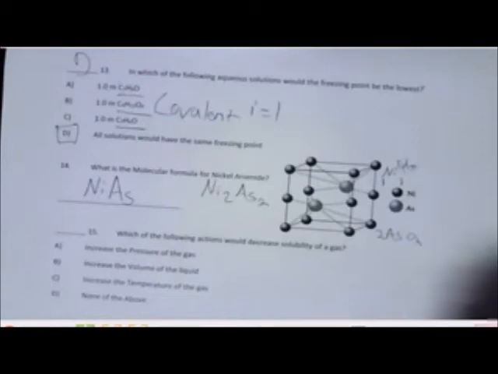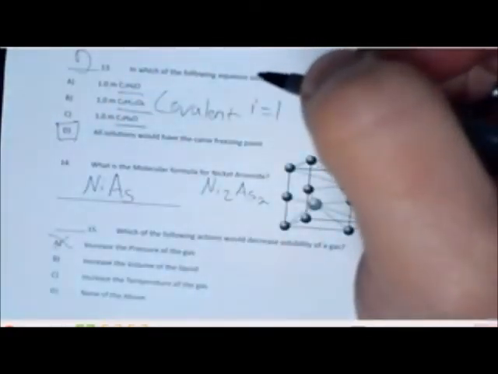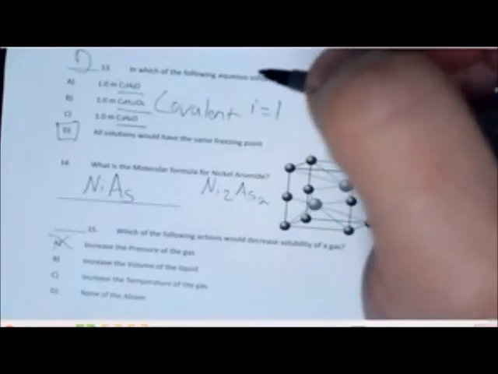Which of the following actions would decrease the solubility of a gas? It's not increasing the pressure. Increasing the pressure is the only thing that increases the solubility. Gas is the only thing that's made more soluble. Here's where you have to think. Increasing the volume of the liquid. No, that always increases solubility. You add more water, it becomes more soluble because the concentration goes down. The only thing, increasing the temperature of a gas makes all gases less soluble because they have more energy, easier to escape.